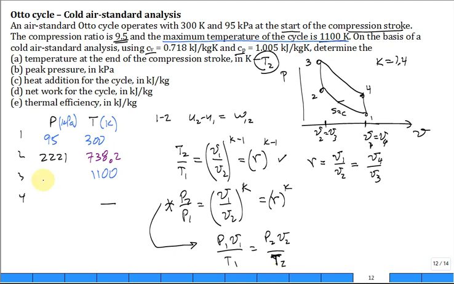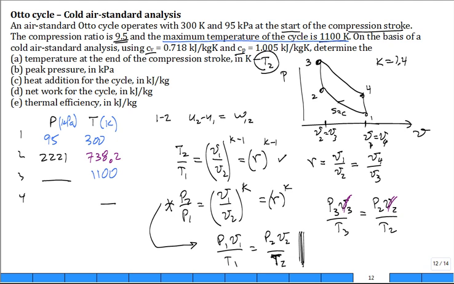Now, what about the pressure at 3? You have to use something like this to get the pressure at 3. So the pressure at 3, P3 V3 divided by T3 is equal to P2 V2 divided by T2. The volumes are the same. True? And they gave us T3. You know, in these problems you see a pattern. They pretty well always tell you, oh, the maximum temperature in the Otto cycle is this. Okay?